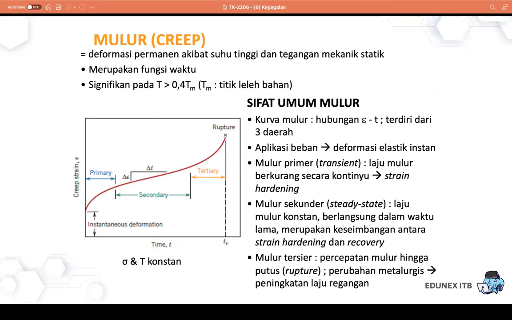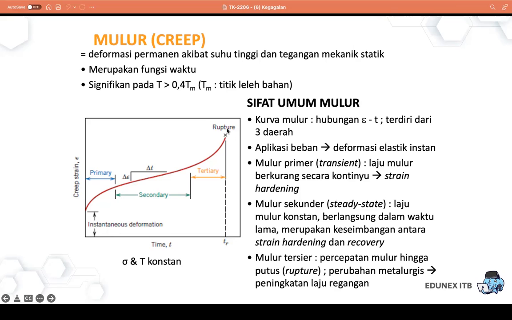And the last one is creep. Creep is the permanent deformation because of high temperature and also a static load. If you have a static load and a high temperature, then you will have creep, atau mulur. So the indicator that we're looking at is the strain. The creep strain will increase with time until it starts to rupture.